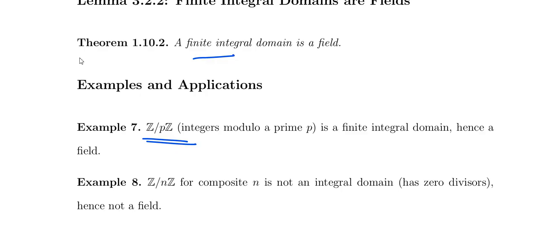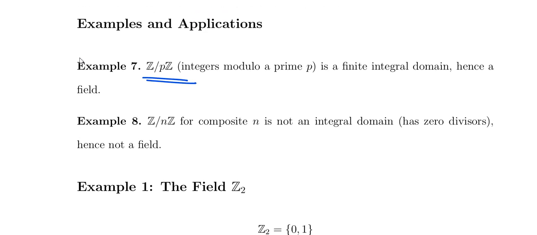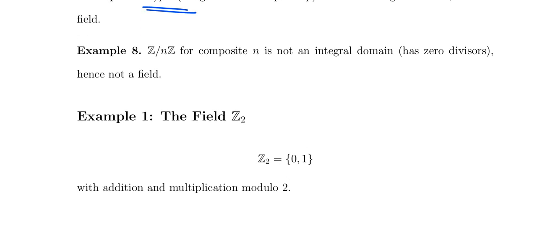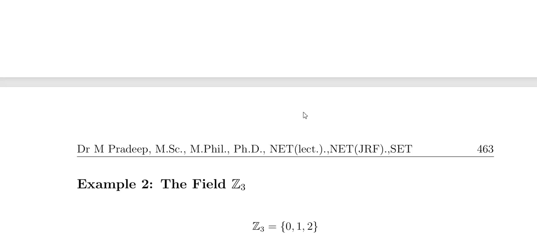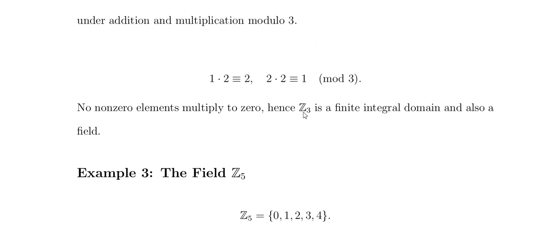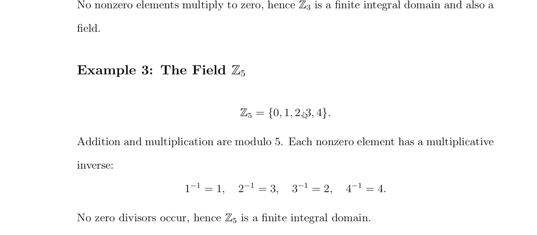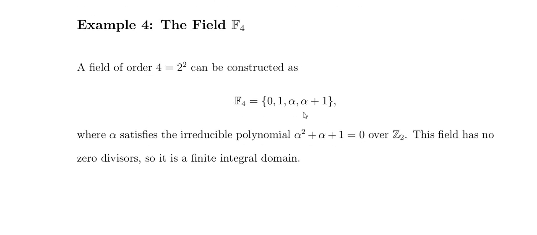But Zn is not a field. If n is composite, Zn is not an integral domain as it has zero divisors, so not a field. Not an integral domain, definitely not a field. Remember, this is the example. Z2, Z3 are examples for the field. Z5 is also an example for the field.